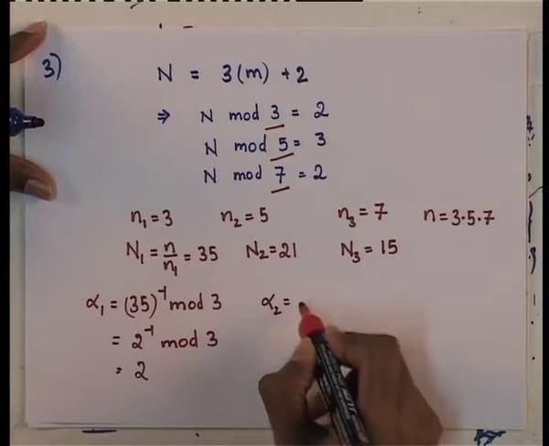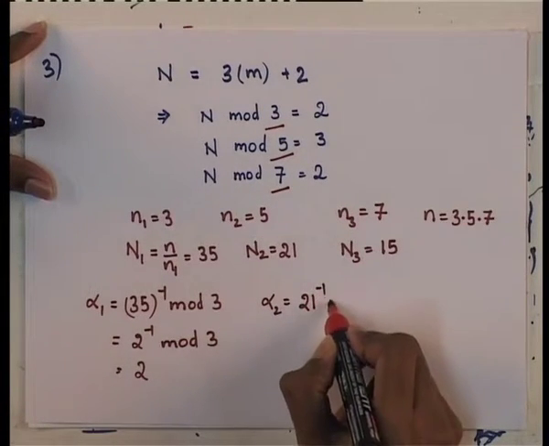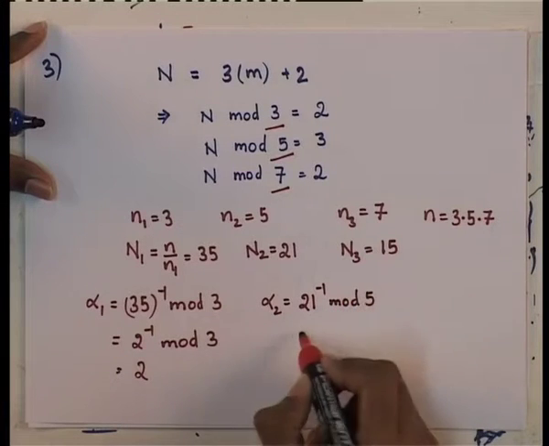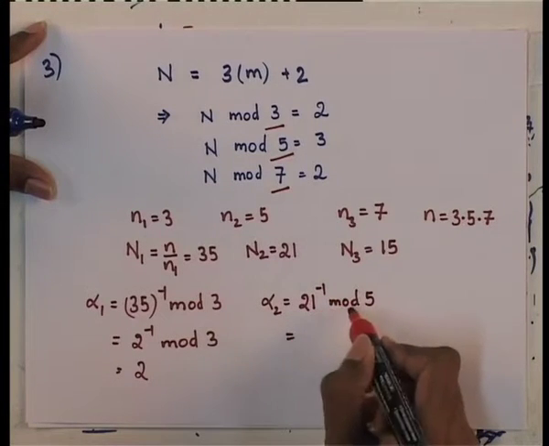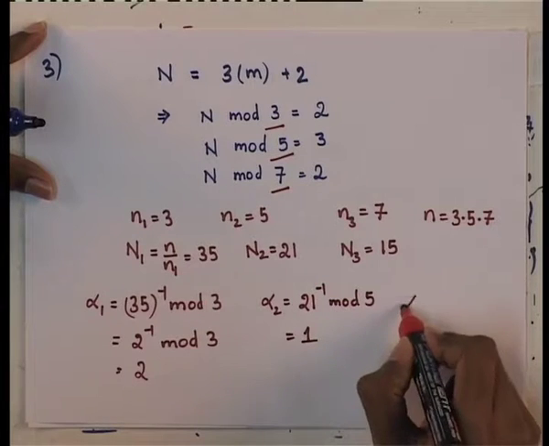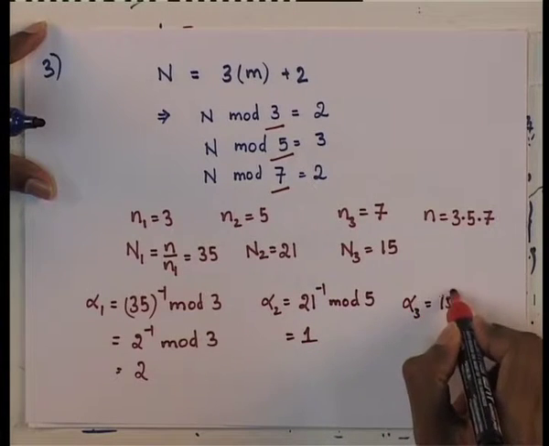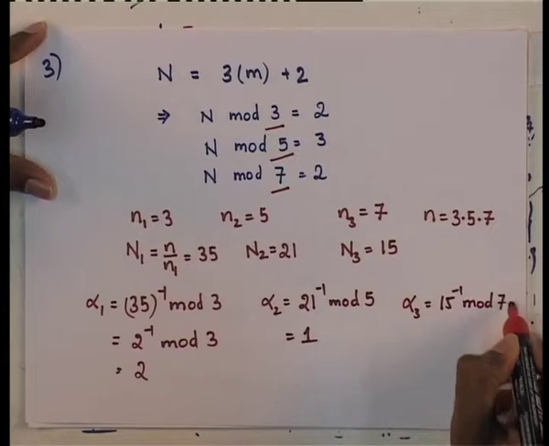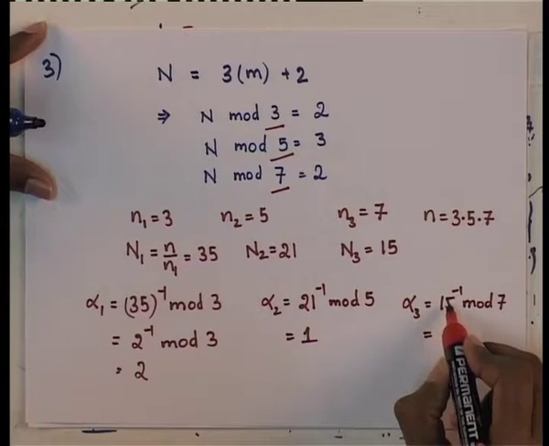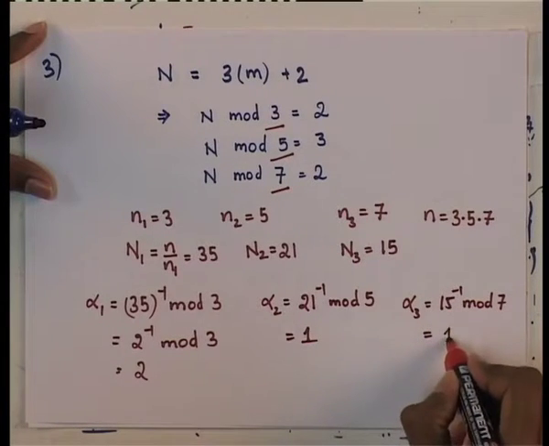Similarly, alpha 2 is 21 inverse mod 5, which is 1 inverse mod 5, which is 1, and alpha 3 is 15 inverse mod 7, which is again 1 inverse mod 7. So, again 1.